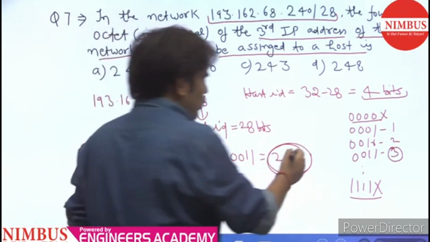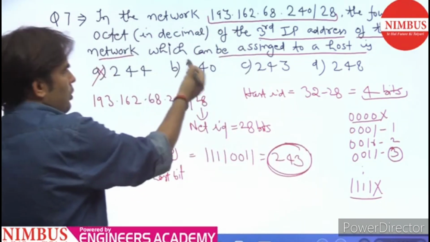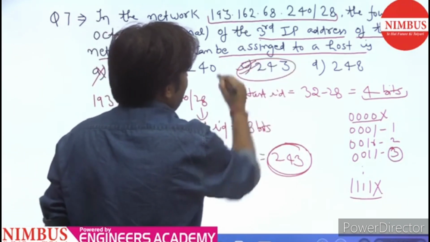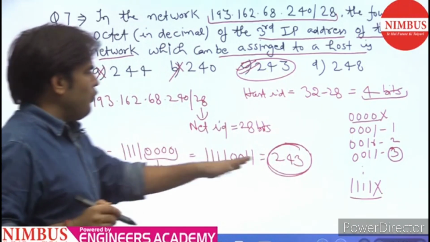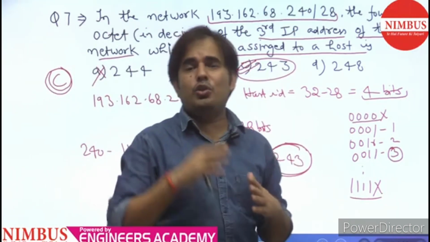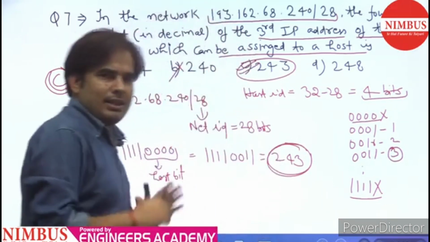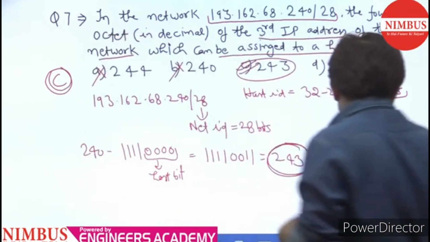Yes, good. So 243. Which option is correct here? 244 no, 240 no, 243 yes. Option C is correct here. We can clearly see the last octet value is 243 in the third IP address which you can assign to a host in the network. Yes, 243 is the correct answer. I hope you understand. This is a good question. Let's see the next question.